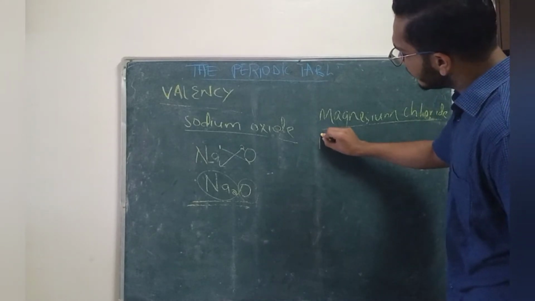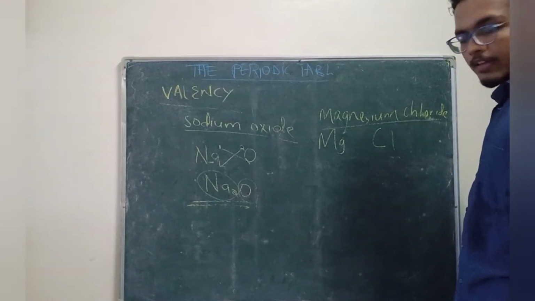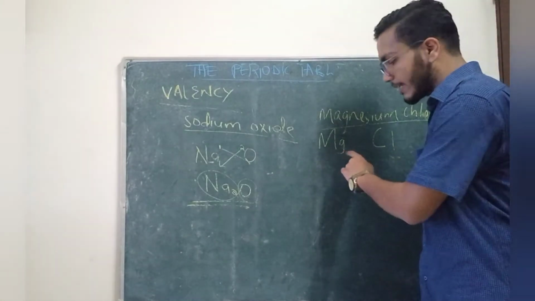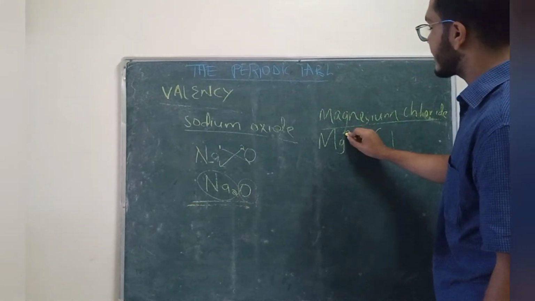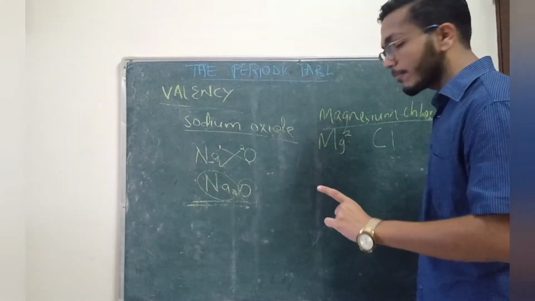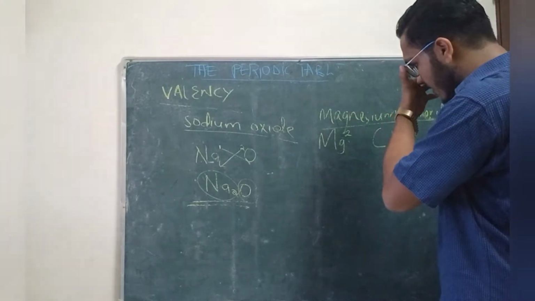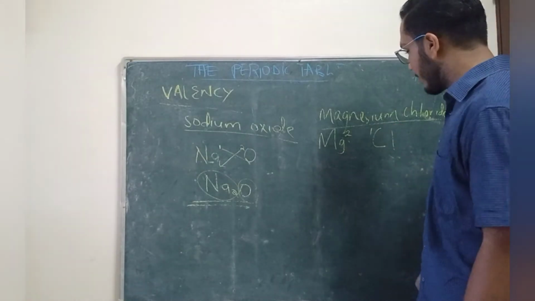We have Mg for magnesium and we write Cl for chlorine. Now what is the valency of magnesium? Magnesium has valency 2, so you put 2 on the right hand side of the superscript. And what is the valency of chlorine? Valency 1, because it gains 1 electron. So you put 1 on the left hand side, the superscript.